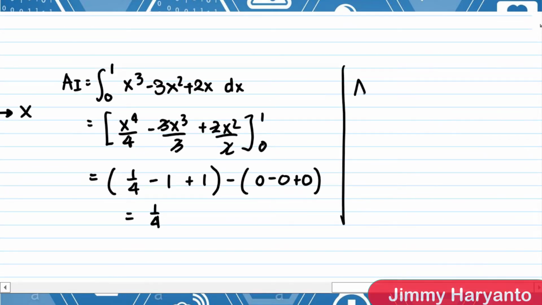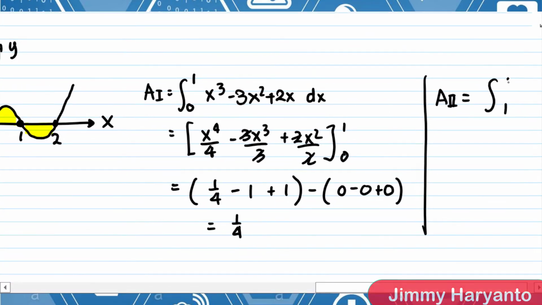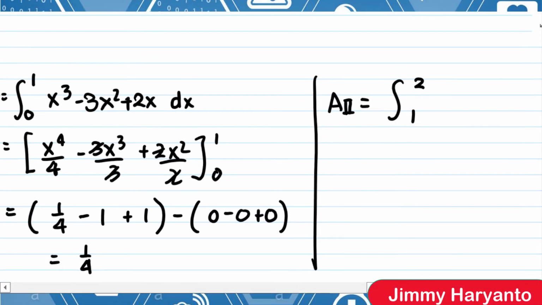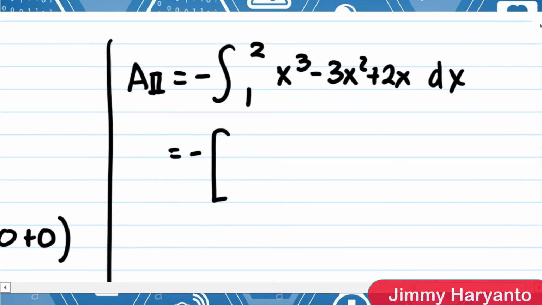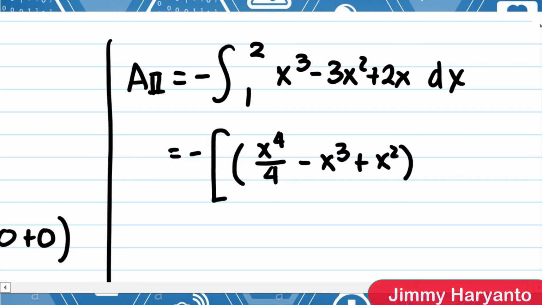And for the next one, area 2, it will be integration from 1 until 2 with the same function, x to the power of 3 minus 3x squared plus 2x dx. But don't forget to put negative sign in front of it because the area is below the x-axis. Yeah, so this one will have x to the power of 4 over 4 minus x to the power of 3 plus x squared, and then 2, 1.